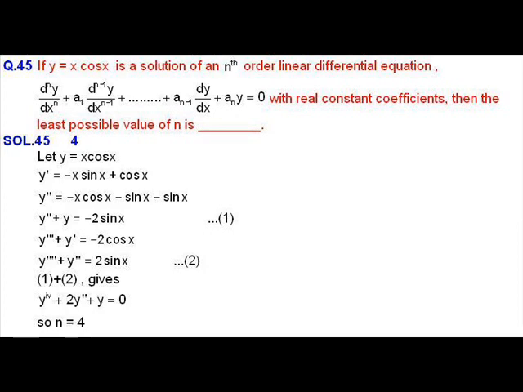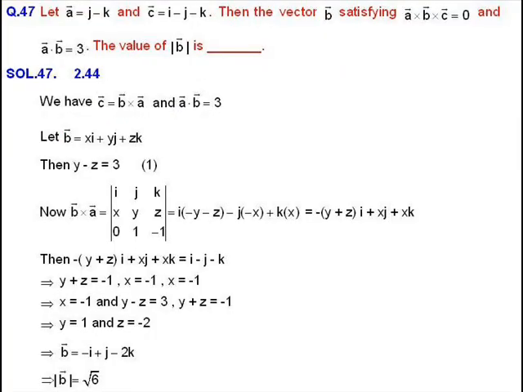Now use one of the above equations in this differential equation. Then we have y fourth derivative plus 2y second derivative plus y is equal to 0. Now this is the homogeneous linear differential equation of fourth order having y is equal to x cos x as a solution, that is, the least value of n is equal to 4. So 4 is our solution of question number 47.